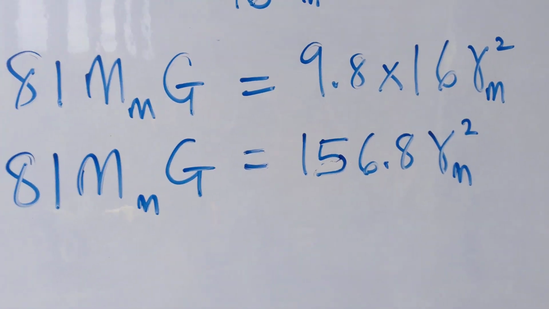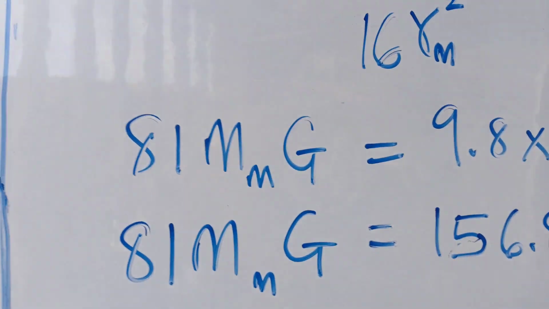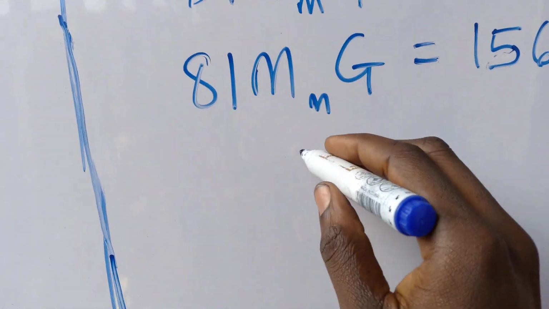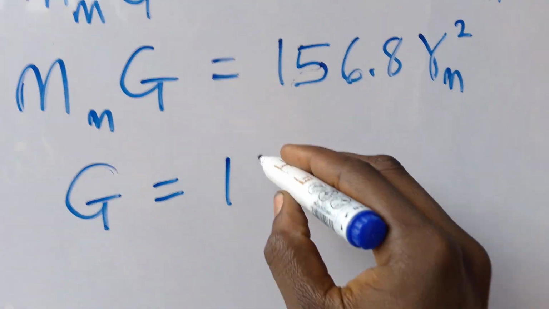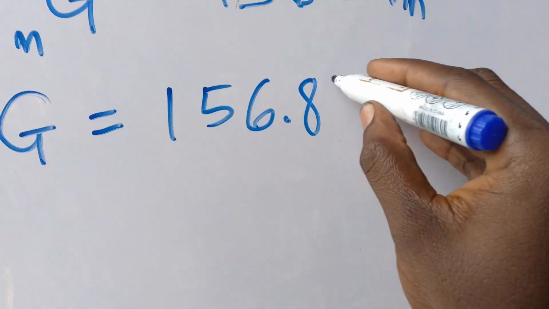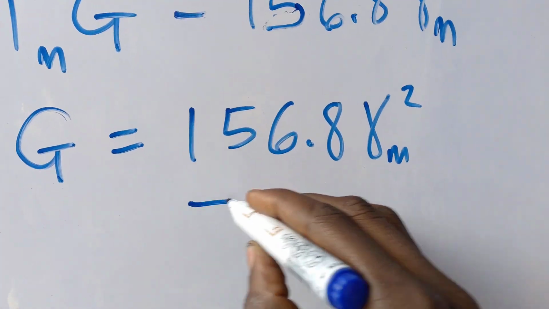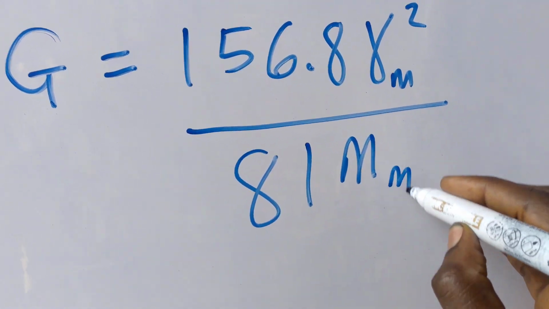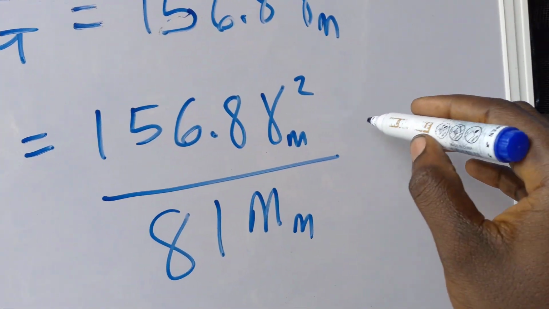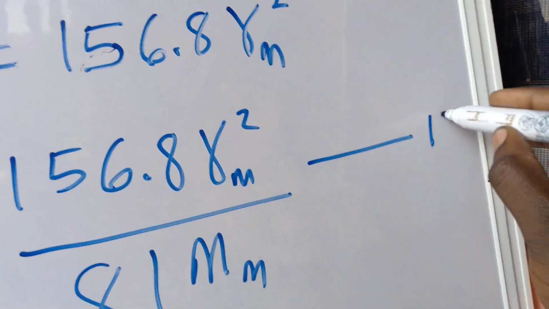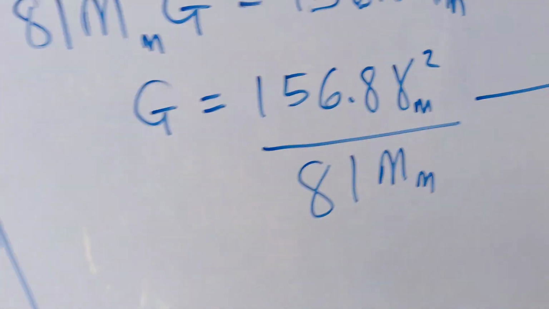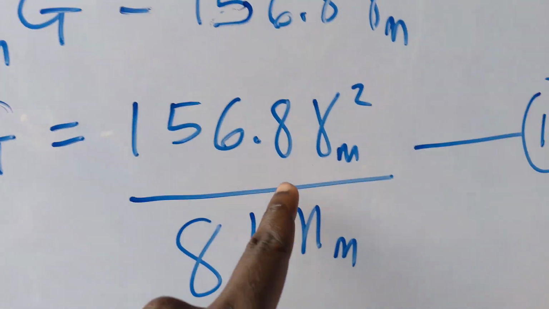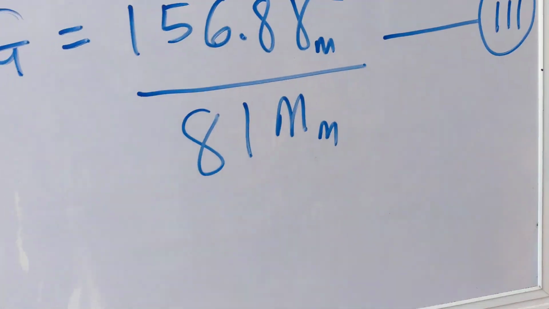Okay, so if I then make G subject of formula, remember when I multiplied these two, I had 156.8. I make G subject of formula, G equals 156.8 rm square over 81 mm, which I can call equation 3. So I have my gravitational constant capital G as 156.8 rm square over 81 mm.